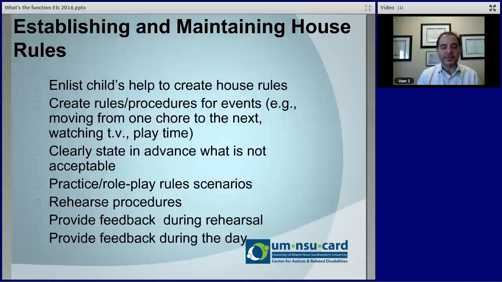You even role play the scenarios. So let's pretend this happens. What am I going to do now? What's going to happen to you? What's going to happen to the toys? You rehearse the procedures. You even give feedback during that rehearsal. And now, when it happens, maybe it won't be so shocking that you're implementing these rules.